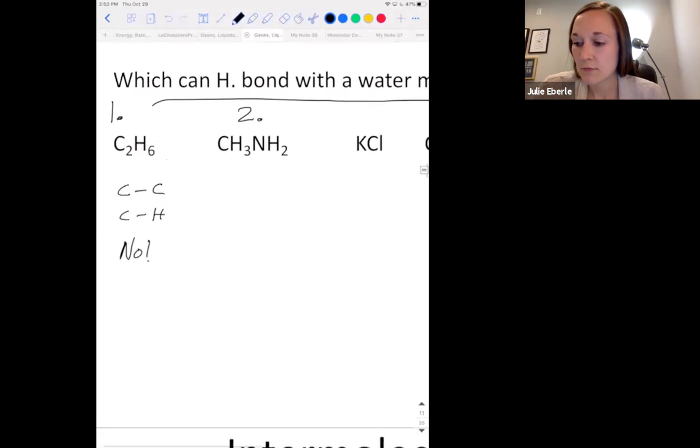Molecule number 2. This is a condensed structure, CH3NH2. Take a second and draw it out. How do you think this looks? Put any lone pairs that need to be in there. So you should have your CH3 group like this. And then we have an NH2 group connected. And nitrogen always has a lone pair.